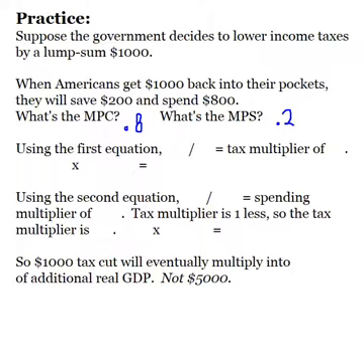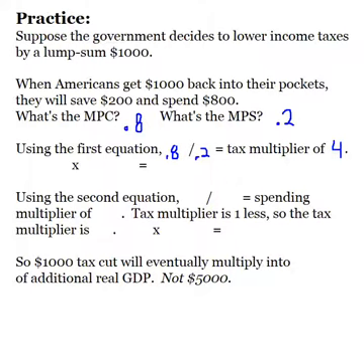So using the first tax multiplier equation, we're going to do the MPC divided by the MPS. So you plug in 0.8 divided by 0.2. Now, dividing decimals is not as bad as it looks because when you have a decimal divided by a decimal, the decimal places actually cancel each other out. So 0.8 divided by 0.2 is just 8 divided by 2, which is 4. Therefore, our tax multiplier is 4.